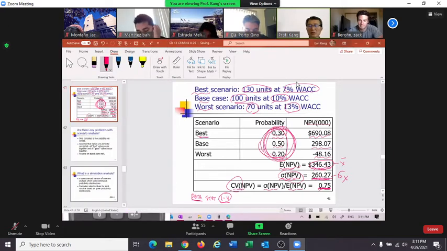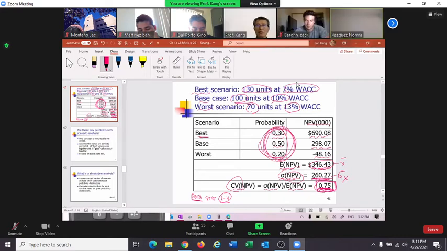And once you calculate CV, then you use this one to compare CVs of other projects to see the relative risk of your company, or more relevantly, compare this project's CV with your company average CV. Then you will know that this project is more or less risky, or about the same risk as the other projects. So that is how to use scenario analysis.